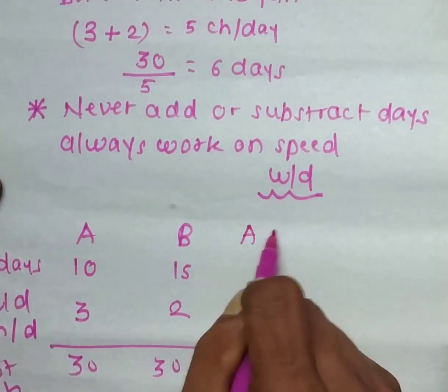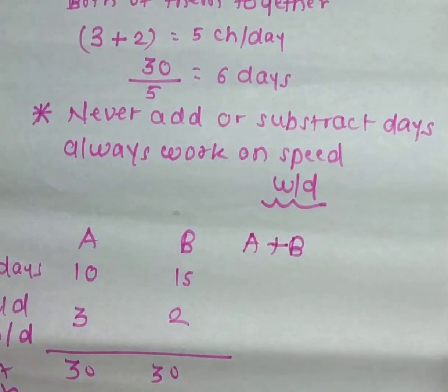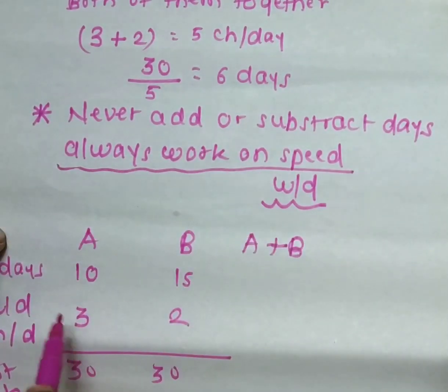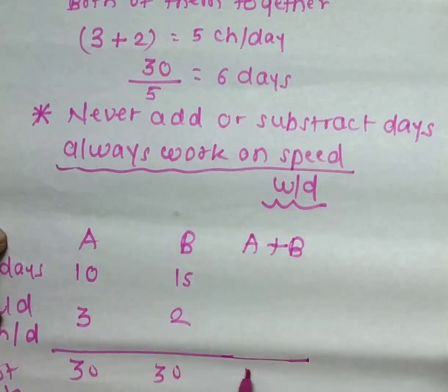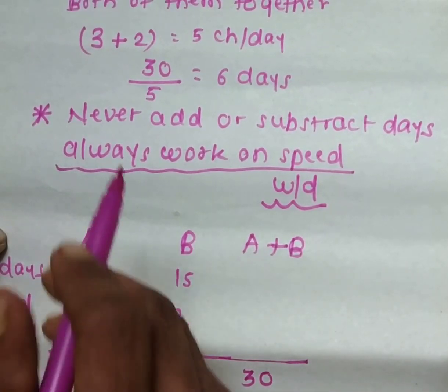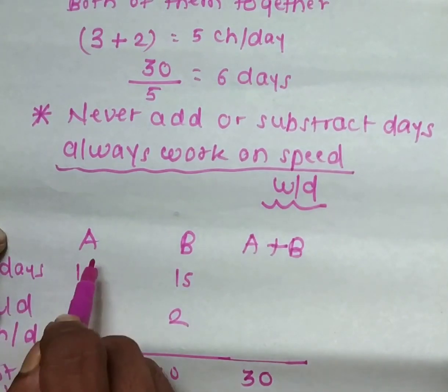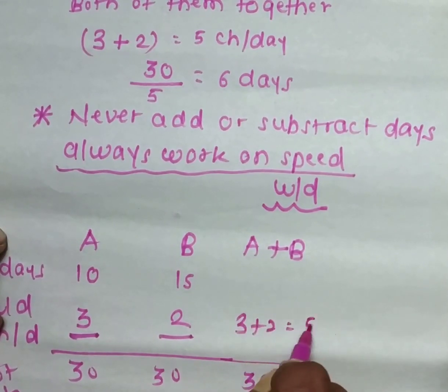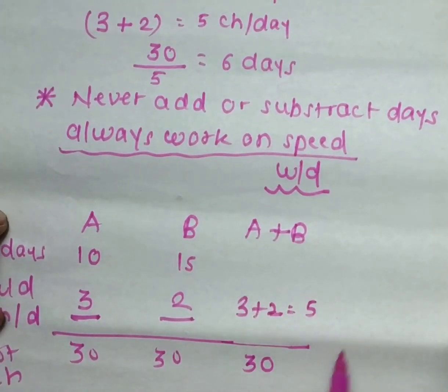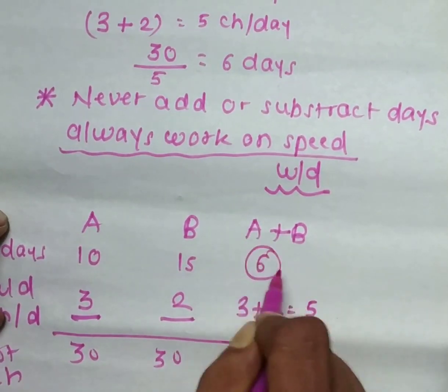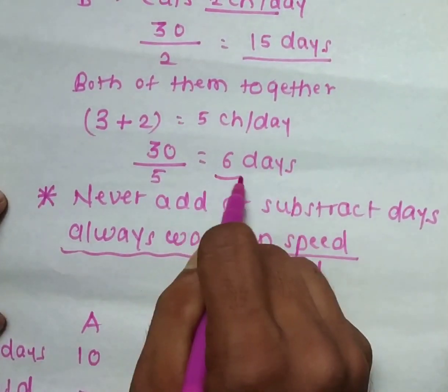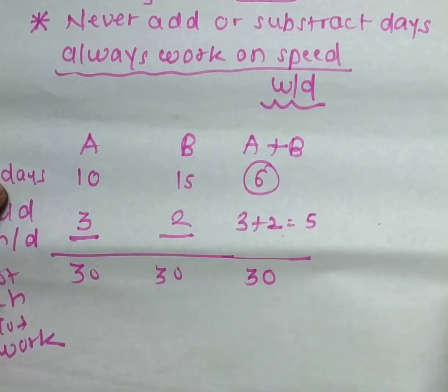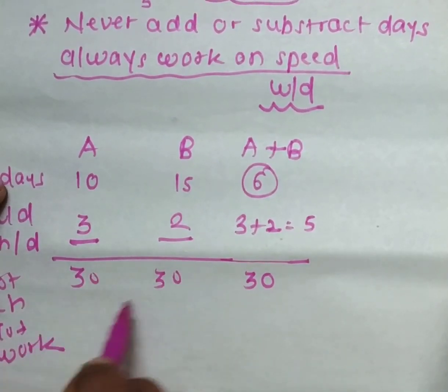If both of them together start eating chocolates, as I told you, never add or subtract days, always work on speed. Here the speeds are 3 and 2. The work will be the same, they have to finish all 30 chocolates. Here A's speed is 3 and B's speed is 2, so 3 plus 2 is 5, and 5 6s are 30. So in 6 days, as we calculated earlier, both of them together will complete all the chocolates. From this, the important point we get is a simple concept.